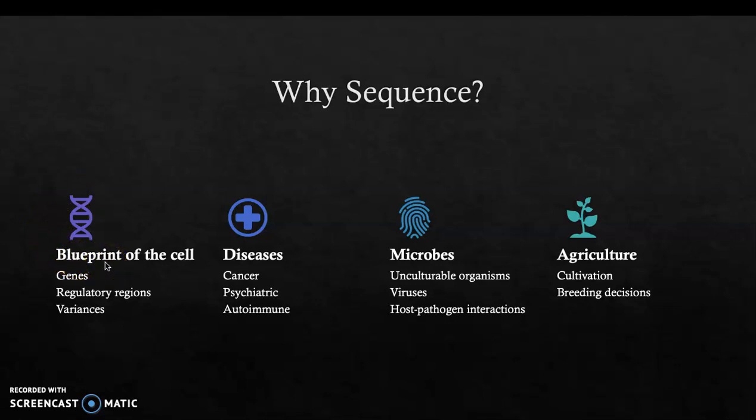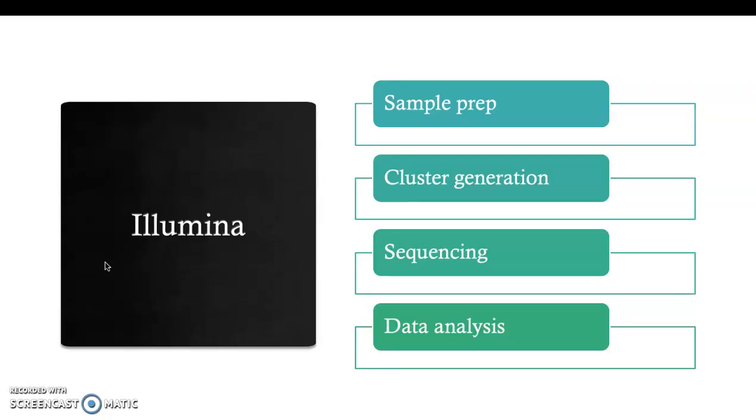We can look at specific genes, we can look at regulatory regions and variances in these genes between individuals. We can look into diseases like cancer, psychiatric diseases, autoimmune ones that may relate to the genes that somebody has. We can also study microbes like unculturable organisms, viruses that don't grow on their own, and host pathogen interactions. And then we can apply this science to things like agriculture when we're looking at cultivation or making breeding decisions.